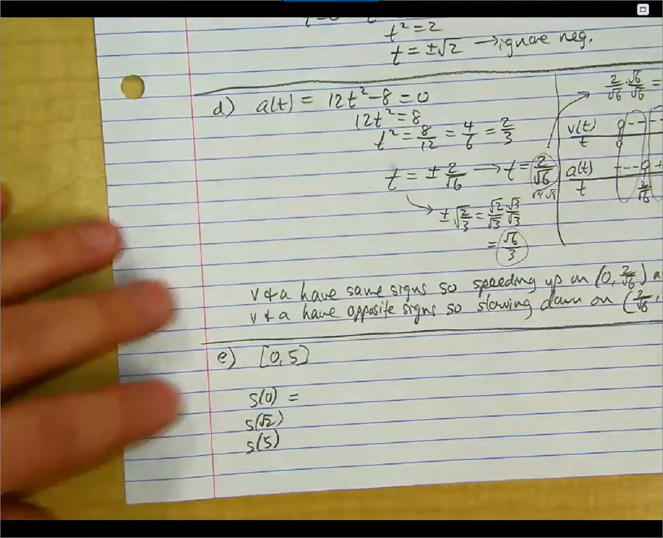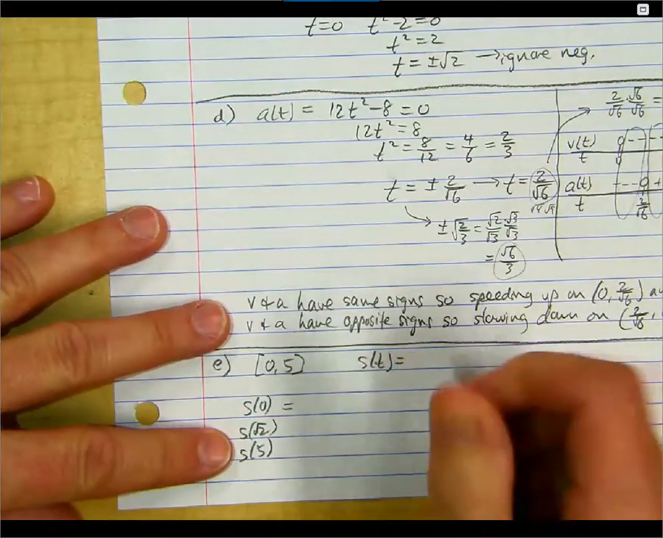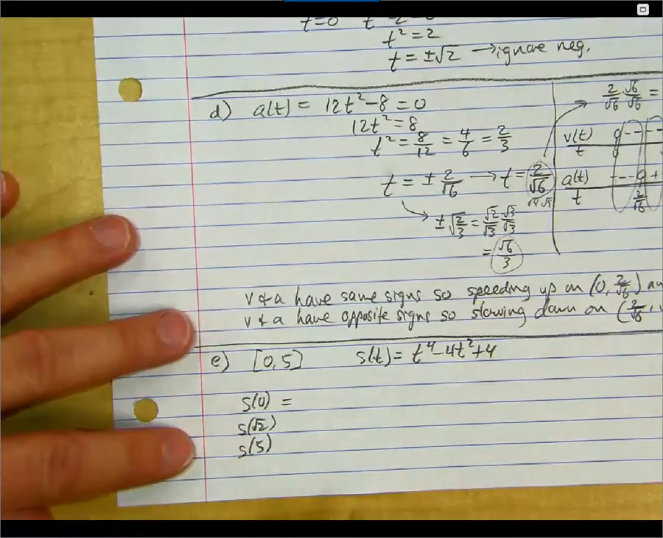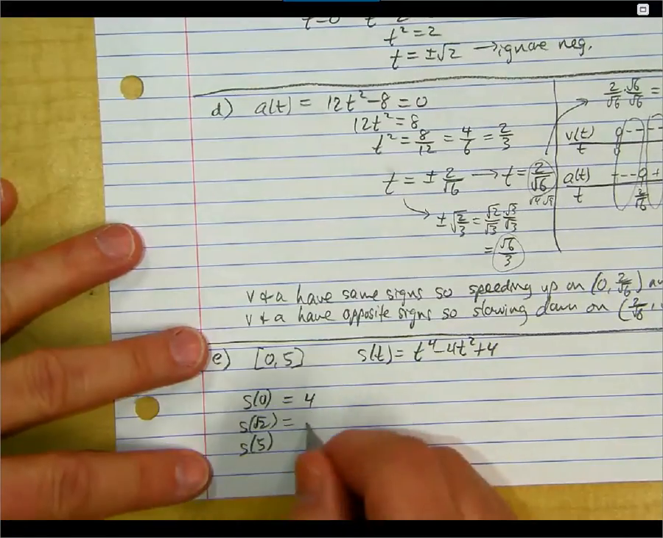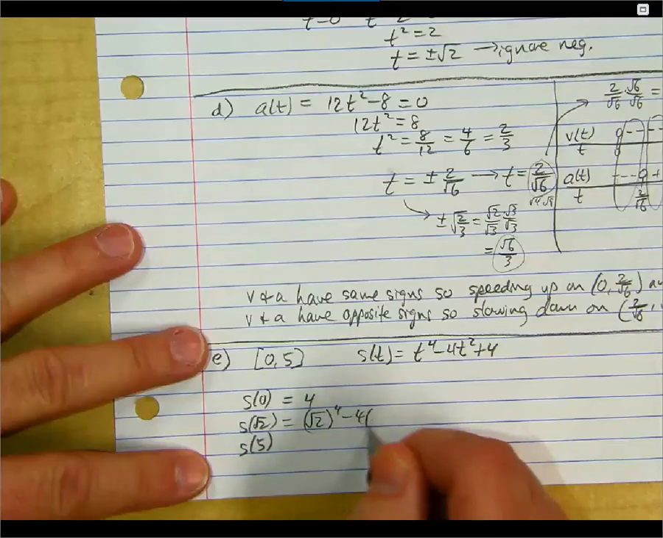S of 0, super simple. In fact, let me bring the position function down here so I don't have to keep sliding the paper. Almost done, guys. Hang in there. All right, so plugging in 0, it's an obvious 4. Plugging in a rad 2, and I believe we did talk about this one in class. We have this one in your notes.